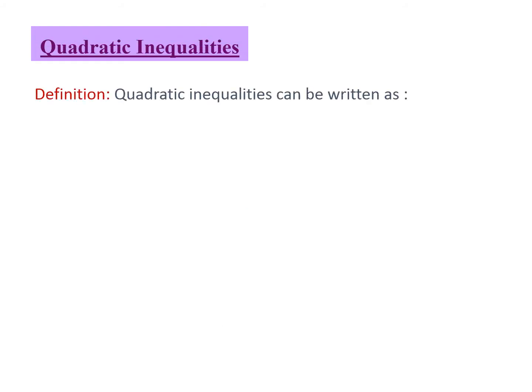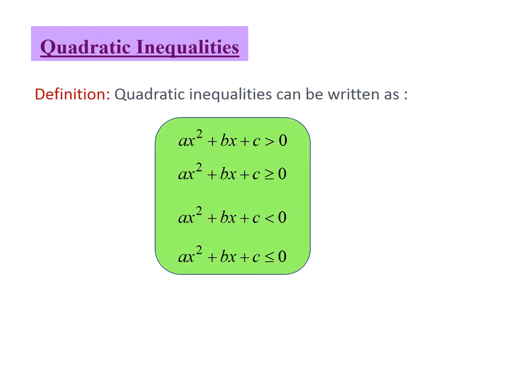Quadratic inequalities can be written as ax squared plus bx plus c, and the symbol for inequality can be any of these four. So if I have any of these four symbols, it is an inequality. Now it is quadratic because the highest power for the variable x is 2. So this explains why it is a quadratic inequality.